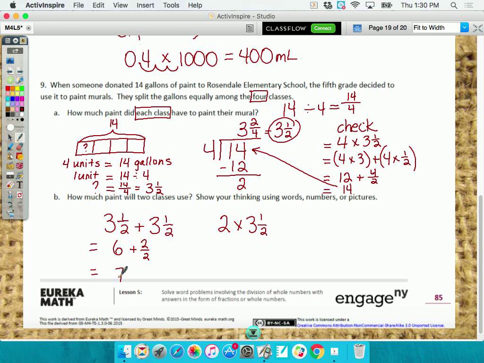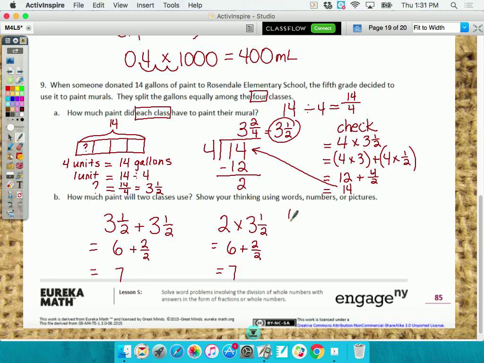Okay, let's do this one. 2 times 3 plus 2 times 1/2. That one equals 7 also. So to write a sentence to answer the first part of this, one class would need 3.5 gallons, and 2 classes would need 7 gallons.